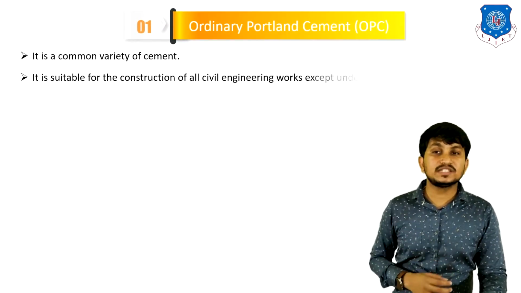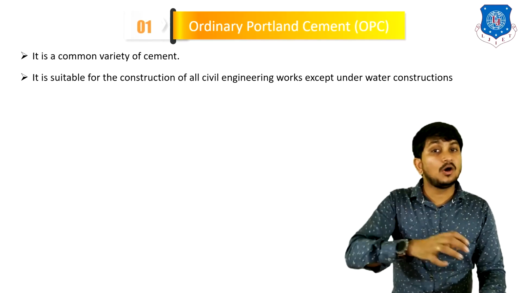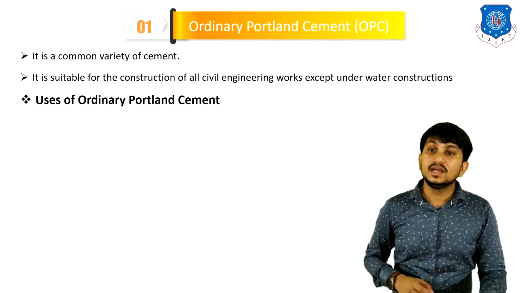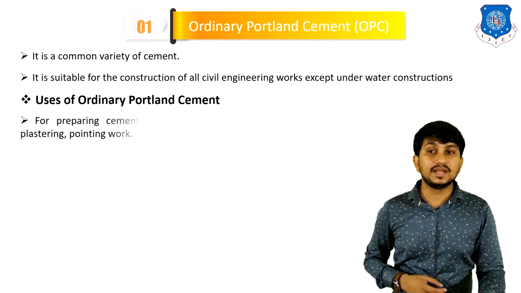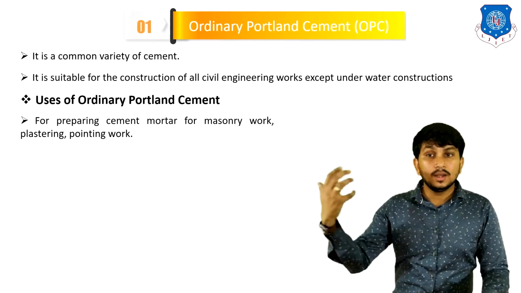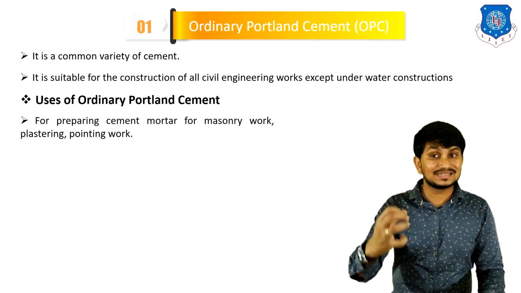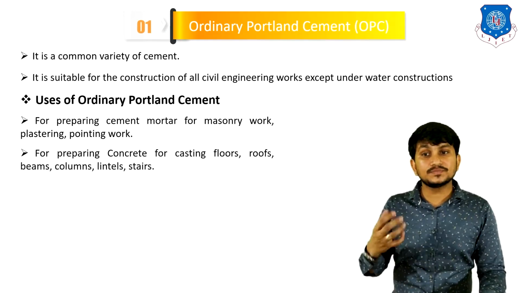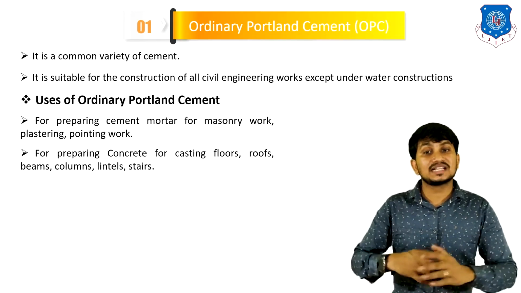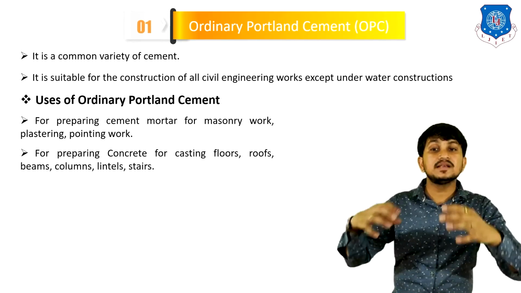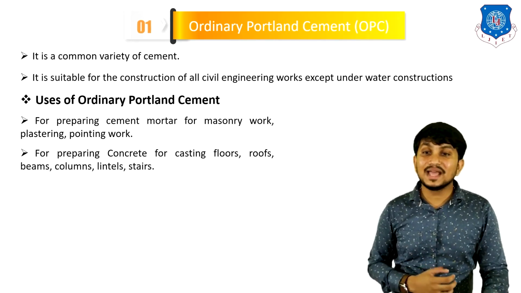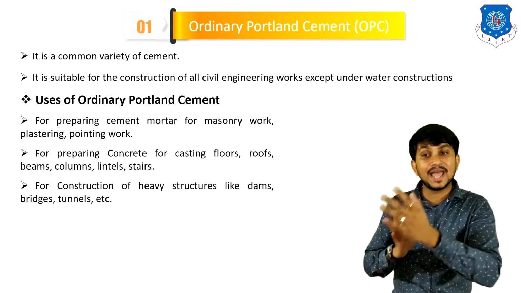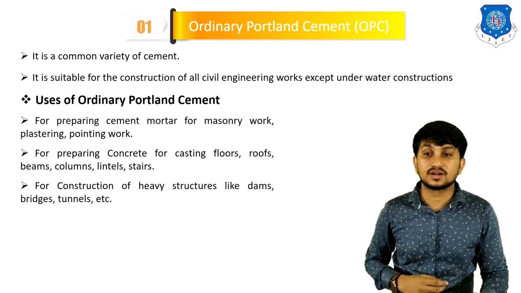It is a common variety of cement. It is suitable for construction of all civil engineering works except underwater construction. Okay. Various uses of ordinary Portland cement are like this. It is used for preparing cement mortar for masonry work, plastering and pointing work. It is also used for preparing concrete for casting floors, roofs, beams, columns, lintels, stairs, etc. It is used for construction of heavy structures like dams, bridges, tunnels, etc.